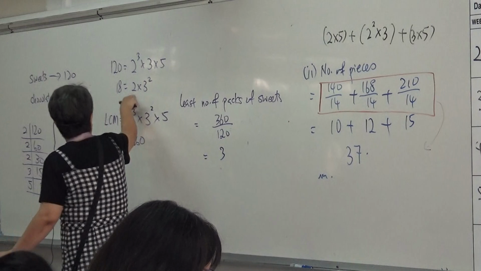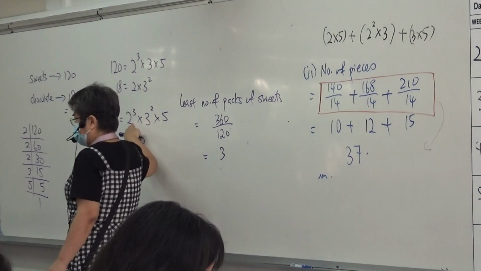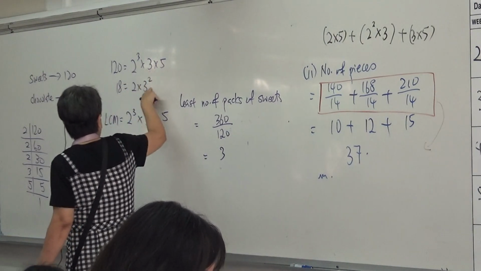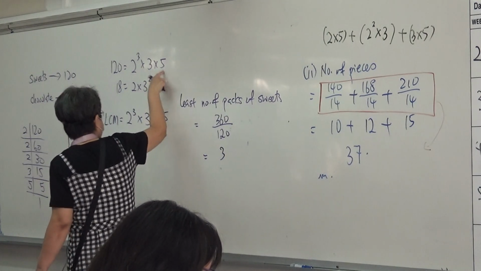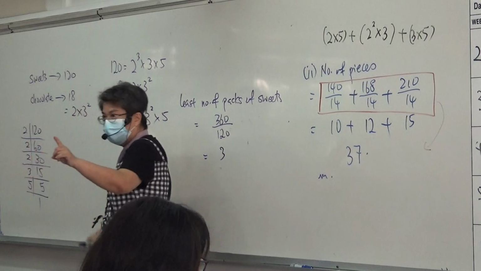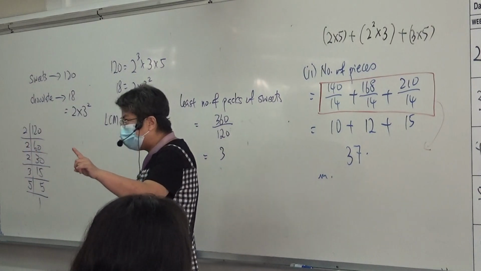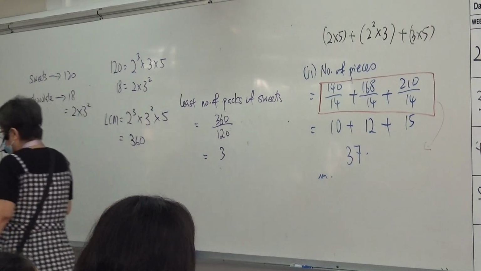For LCM, the more the better. 2 and 2, 3: you must take 2, 3, the bigger one. 3 and 3, 2: you must take 2, 2. Pick the biggest one. This one has no match, but it also must be taken. That's the meaning of the more the merrier. Okay, then next question.